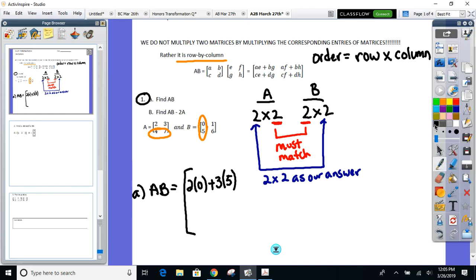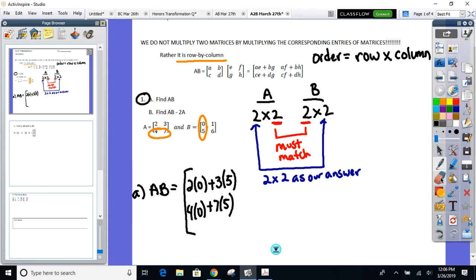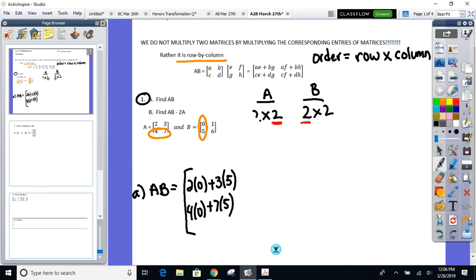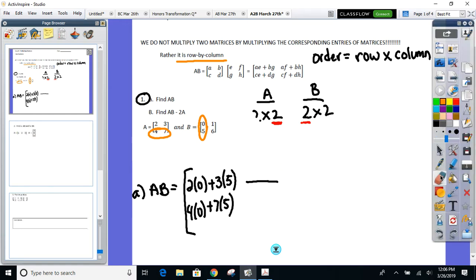And how do I find it? Here we go, 4 times 0 plus 7 times 5. Whatever that value happens to be, we'll calculate in a second. Now, what about the rest of the matrix? Because it's got to be a 2 by 2. So how do I find this spot right here? We'll take a look. That's in row 1, column 2. So that's exactly what I'm going to multiply over here.